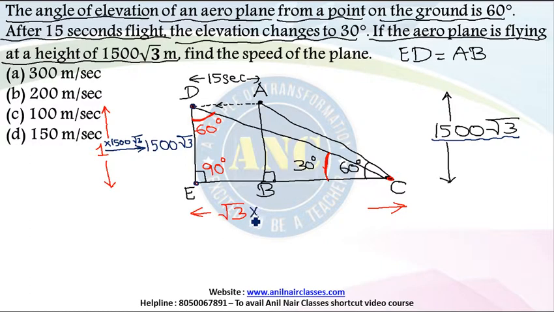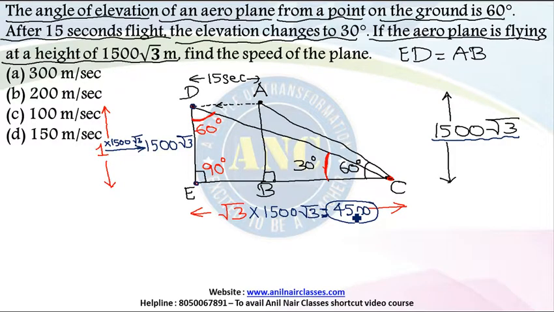That means this root 3 value also should be multiplied by 1500 root 3. Root 3 into root 3 is 3. 1500 into 3 is 4500. That means the entire length of EC is nothing but 4500 meters. I believe this part is very clear for you people. Now this entire value is 4500.